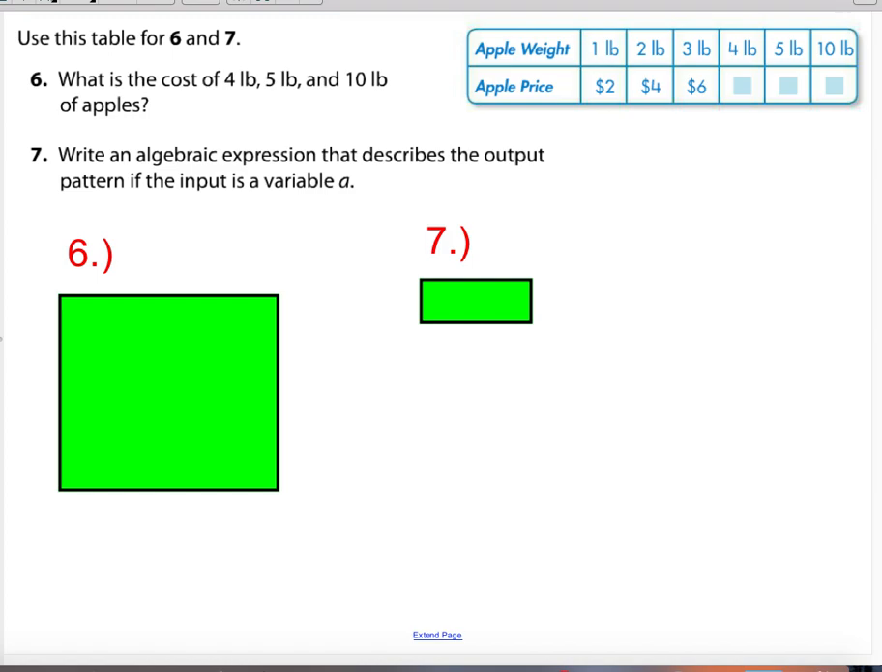It says, use this table for 6 and 7. Here is the table. Take a look at the table. What does it tell you? What relationships do you see? What patterns do you see?